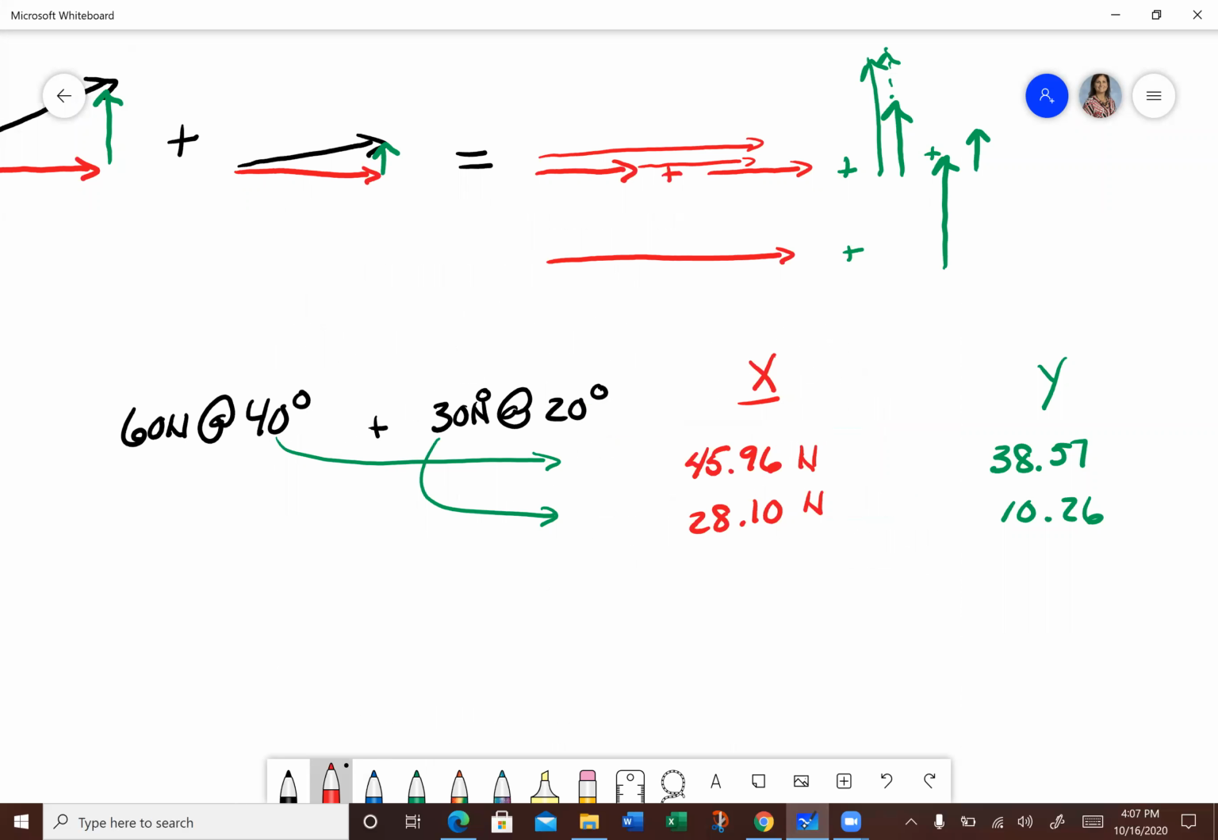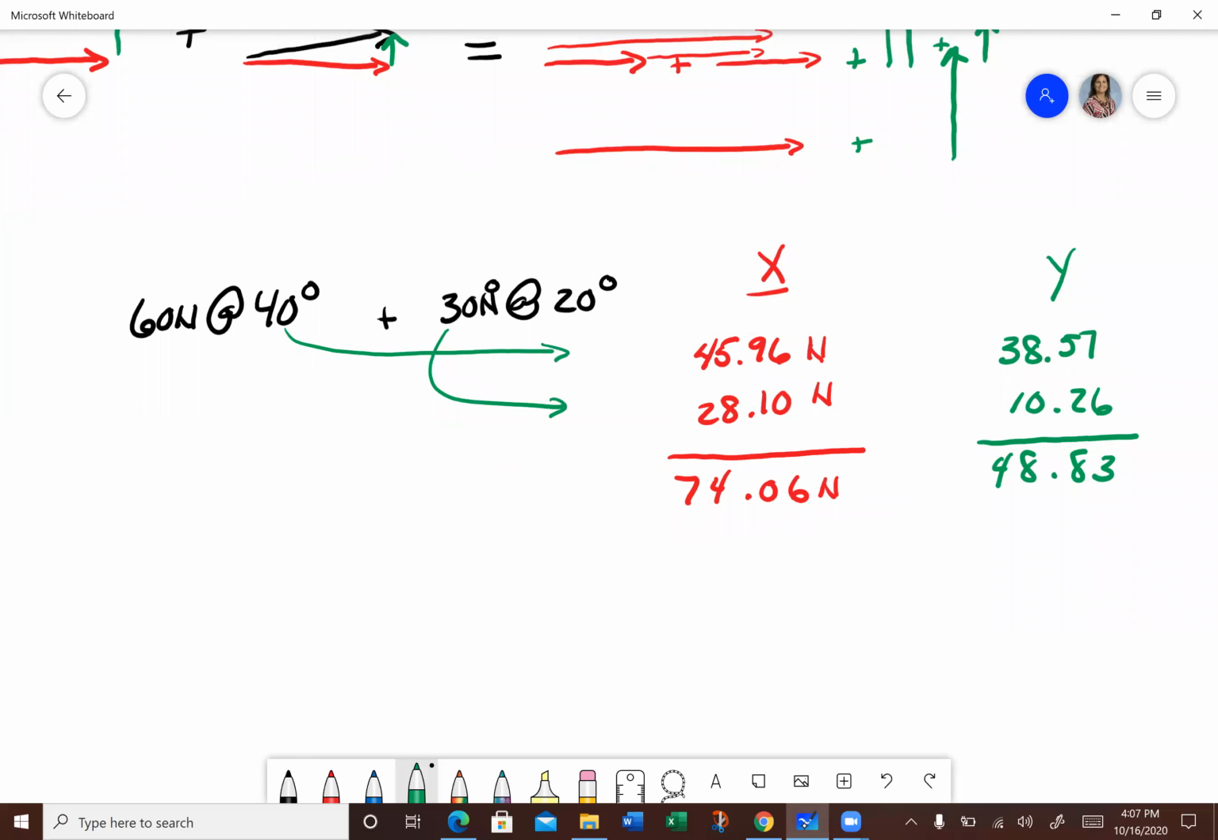So in this case, my total x, I'll do that in my head, is 74.06 newtons, and my total y, because they're both going up and both going to the right, I'm just going to add those, 48.83. So now I have a total x and a total y. And we'll work next week on Monday on what we do with these two totals.